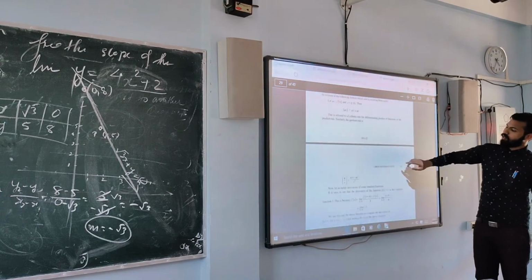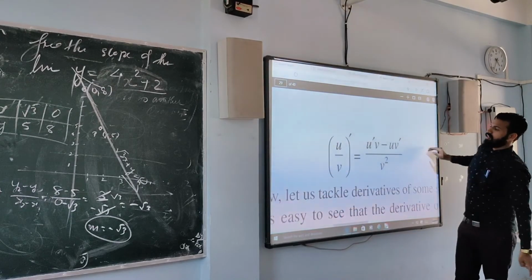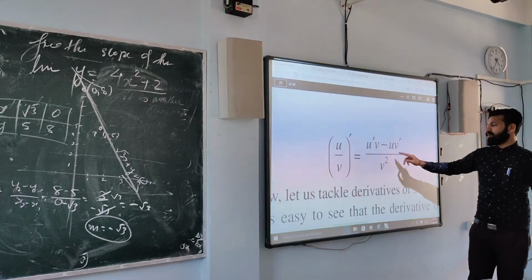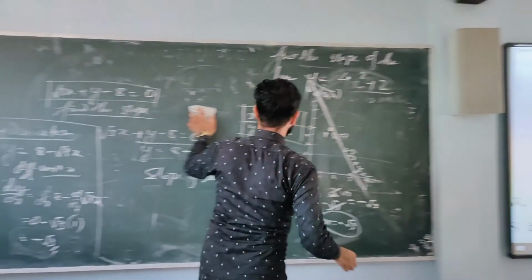Look, this thing you already got. You can see, d/dx of U by V equals derivative of U times V minus U times derivative of V, by V square. One more thing, how to write derivation.